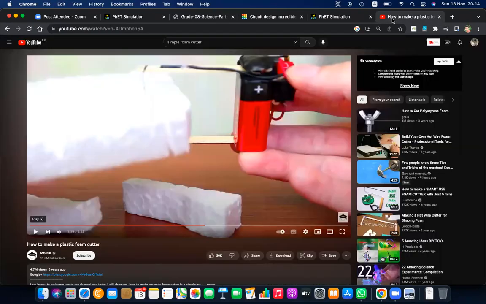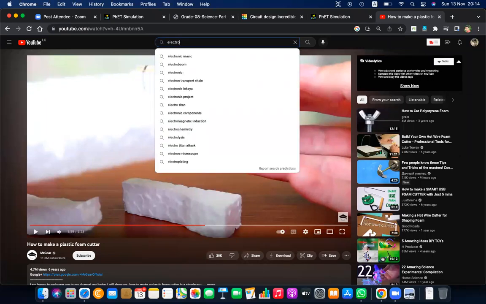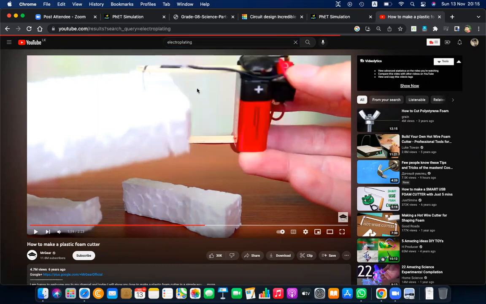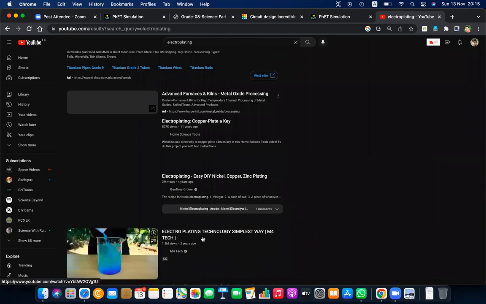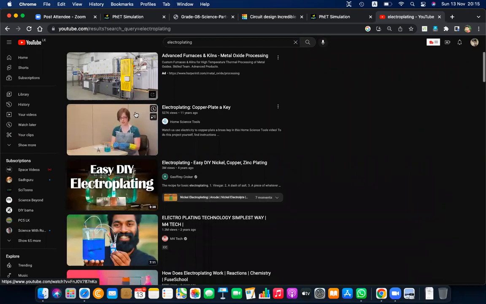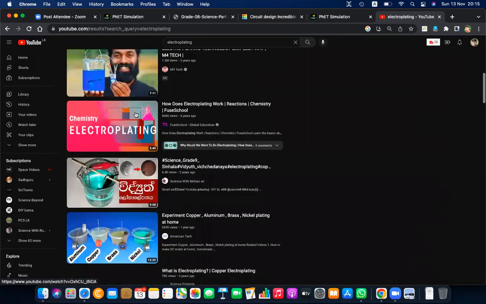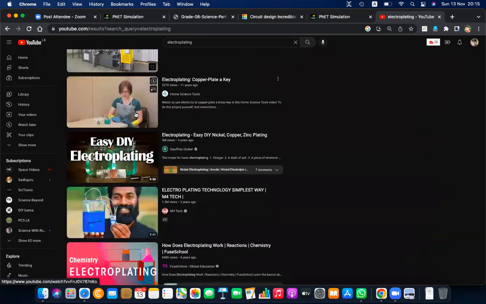Okay, let's see that also. Okay, this is the copper sulfate one, and a key is used here. And we have another one. Okay. Yeah, this one is good.